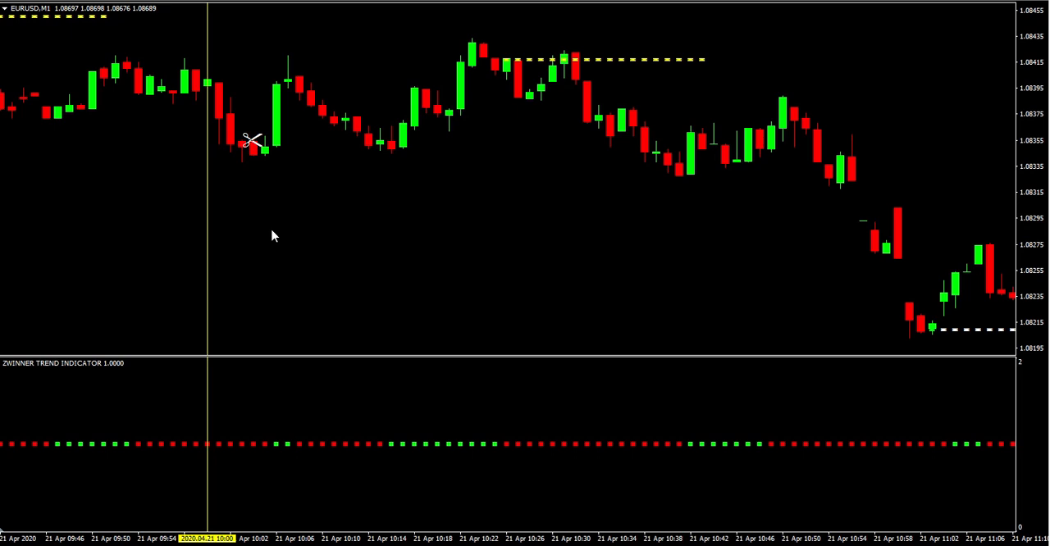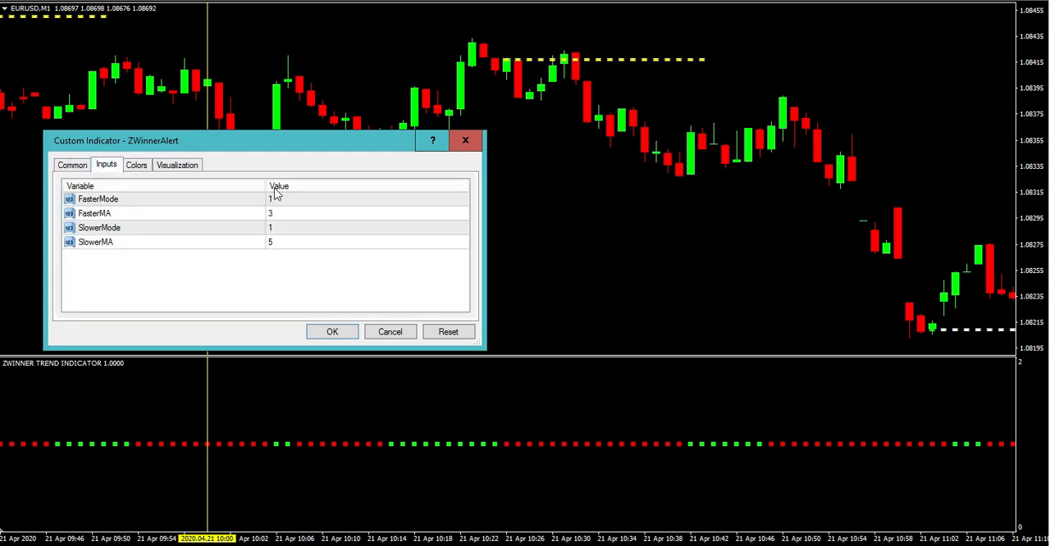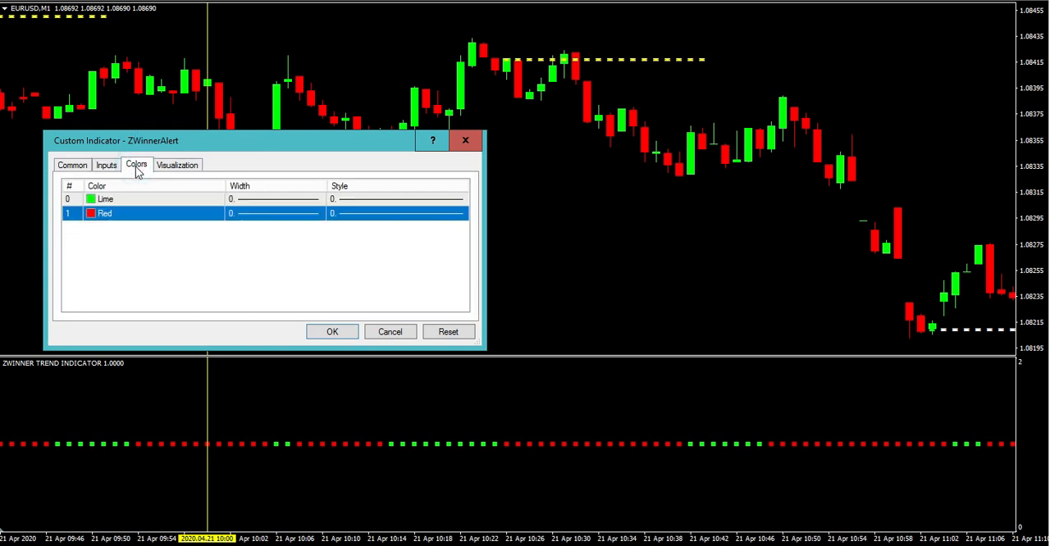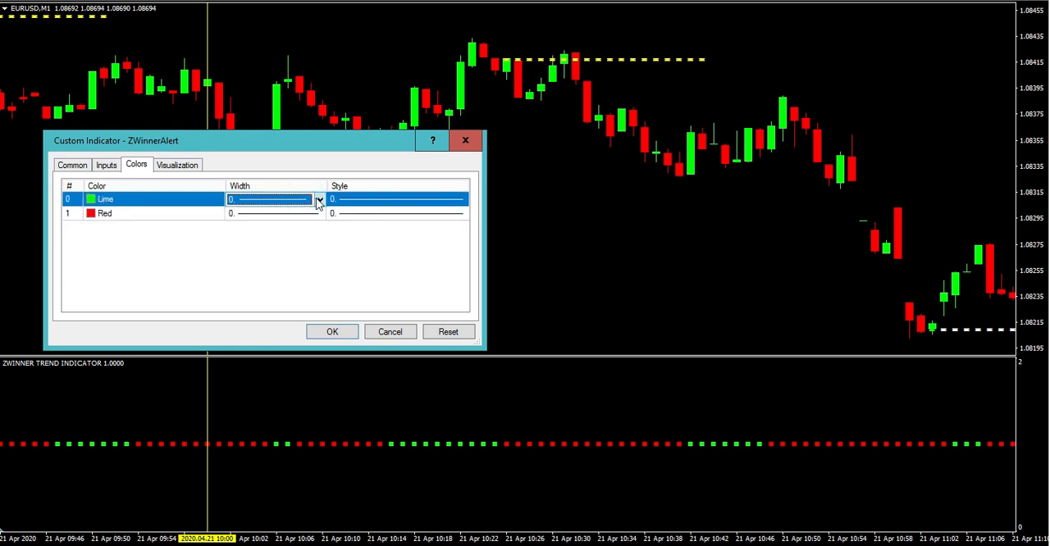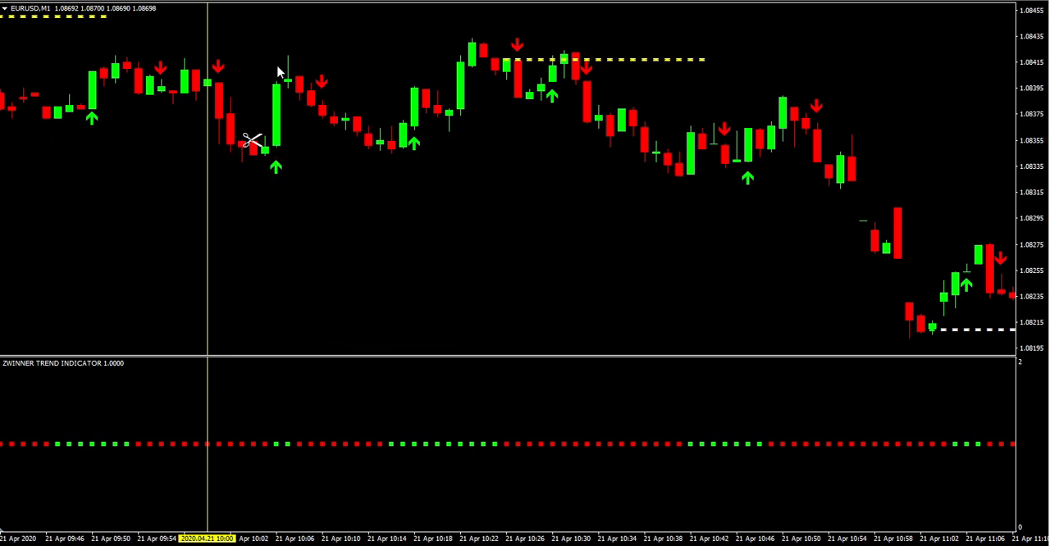Okay, the next indicator we're going to put in is the Z Winner Alert. This is going to provide you with the arrows and the setting is 3 and 5. The fast moving average is 3 and the slow moving average is 5. Now let's try to make the arrows a bit bigger, so I will make it like 2 so you can easily see it. There it is. That's the arrow going up, that's the arrow going down. It's telling you go up and go down and so on. Okay, now that's all, 1, 2, 3 indicators.